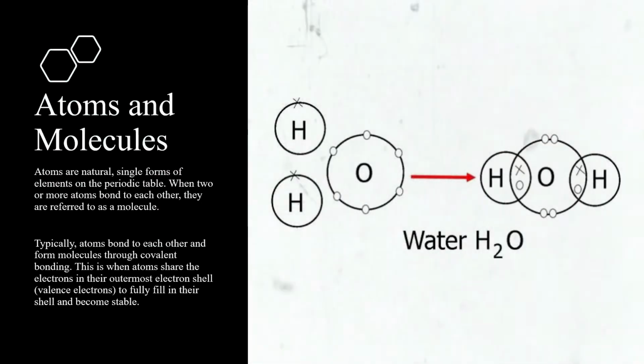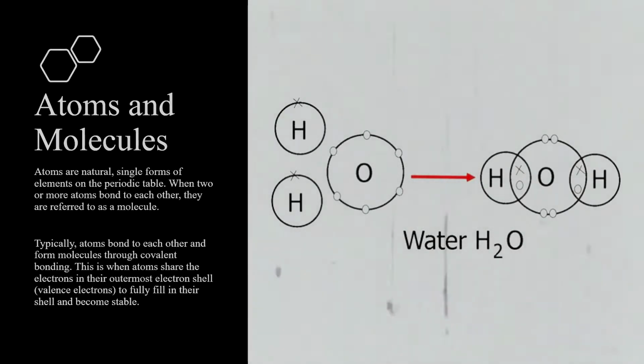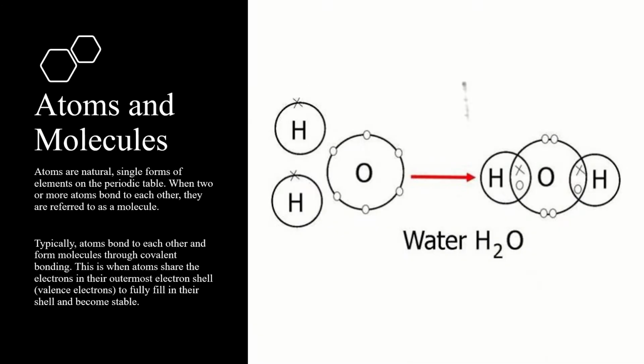Atoms and molecules. Atoms are natural single forms of elements on the periodic table. When two or more atoms bond to each other, they are referred to as a molecule. Typically, atoms bond to each other and form molecules through covalent bonding. This is when atoms share the electrons in their outermost electron shell, which are called their valence electrons, to fully fill in those shells and become stable.